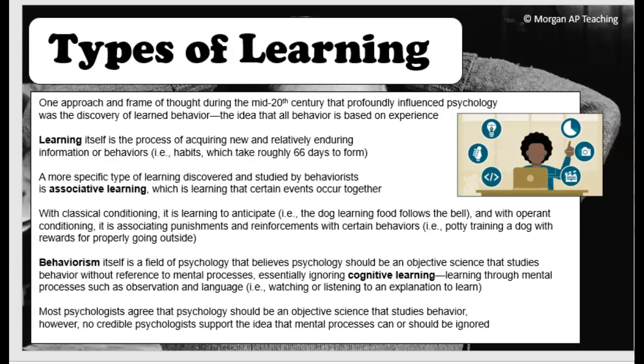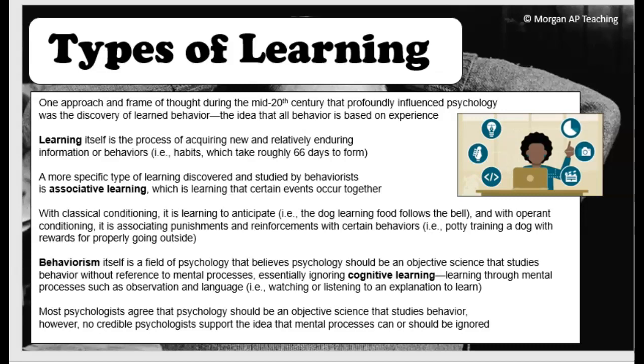So behaviorism itself is a field of psychology that believes psychology should be an objective science that studies behavior without reference to mental processes, and ignores cognitive learning, your brain basically. There's no one out there right now who is a pure behaviorist, because we understand that learning is not just about processing a behavior, but it has to do with your mental capacities, your observations, right?